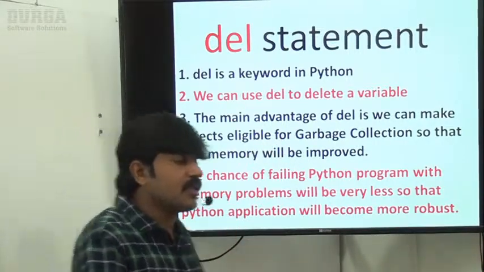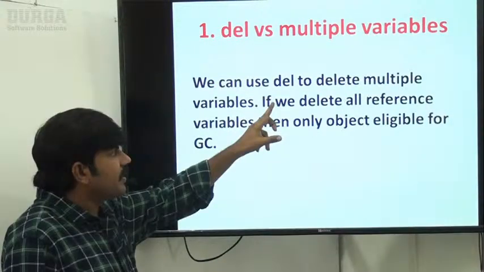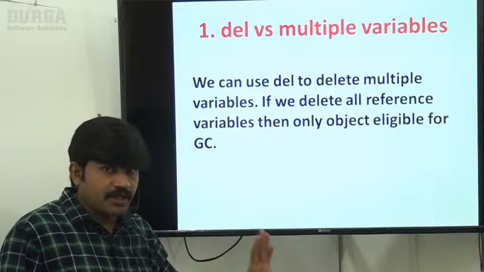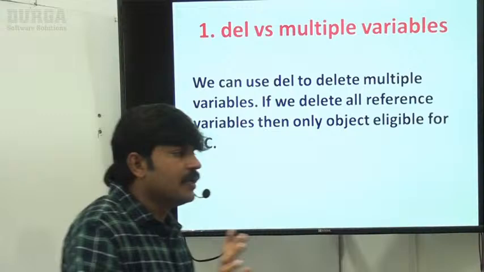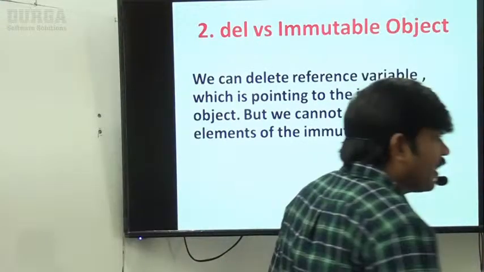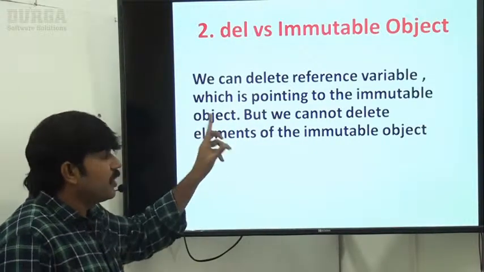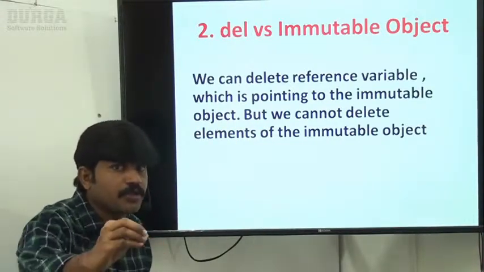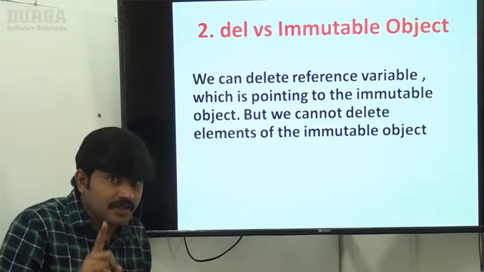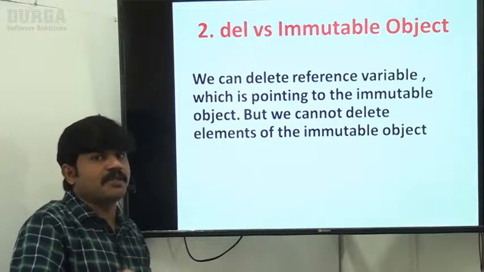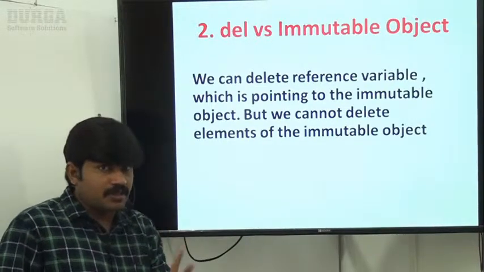Next, three conclusions I covered. Have you remembered, right? Conclusion 1, del versus multiple: del to delete multiple reference variables. If we delete all reference variables, then only the object is eligible for garbage collection. Now the next thing, have a look once. del versus immutable object. We can delete a reference variable which is pointing to an immutable object. If my reference variable points to a string, happily you can delete it. But we can't use the del keyword to delete elements present inside an immutable object. Remember this one.